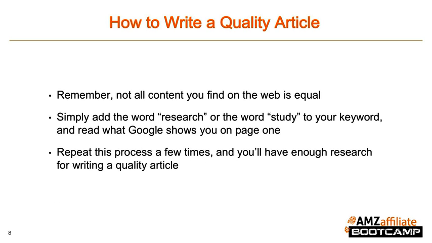Remember that not all content you find on the web is equal. Some is much more credible than others, and you want to understand the good stuff, so you yourself sound like you know what you're talking about. So you can add credibility by reading and citing research studies. If you'll remember, there are easy ways to find these kinds of studies. All you have to do is simply add the word research or the word study to your keyword and see what you can find on the first page of Google. Repeat this process a few times with different keywords, and you'll have enough research for writing a quality article.